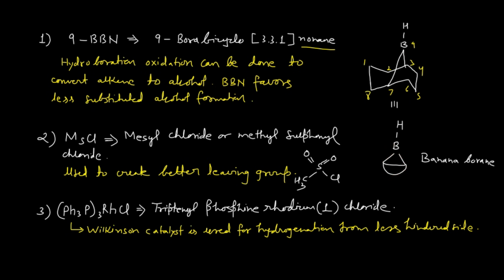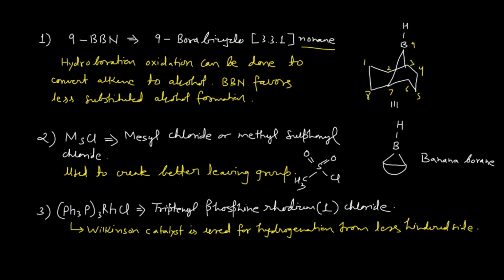However, my drawing is not very perfect. It is not looking like a banana, but scientists considered this boron as the banana boron. And what does banana boron do? This 9-BBN is actually used for the hydroboration reaction, and after that hydroboration reaction, you can do the oxidation as well, right?